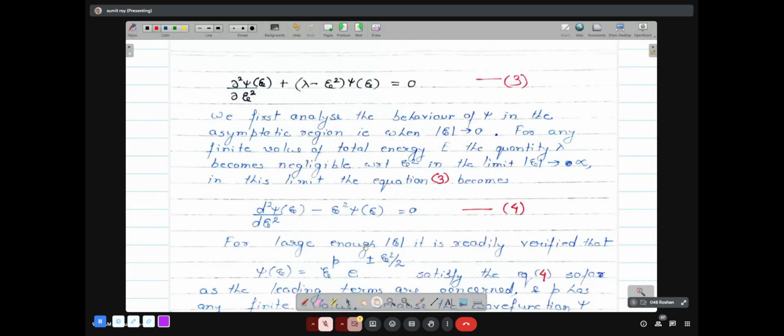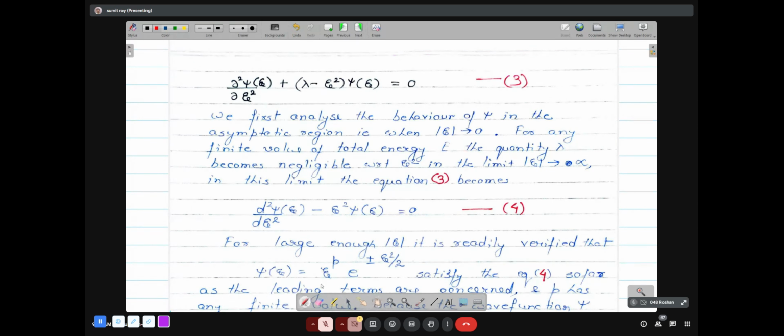We first analyze the behavior of psi in the asymptotic region where mod zeta tends to infinity. For any finite value of total energy E, the quantity lambda becomes negligible with respect to zeta in the limit when zeta tends to infinity. In this limit, the equation 3 becomes.